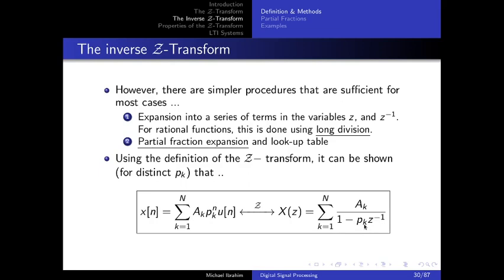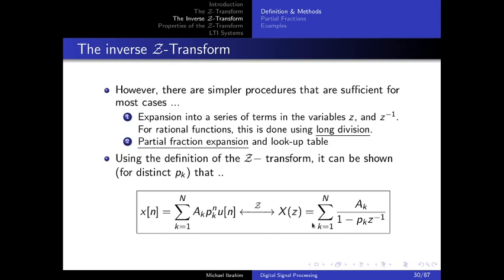If we know that the region of convergence is going outward, the corresponding discrete time sequence will be right-sided, and the term will be the pole pk to the power n times u of n. And if the ROC is going inward, in this case the term in time domain would be left-sided, and it will take the form pk to the power n times u of minus n minus 1.